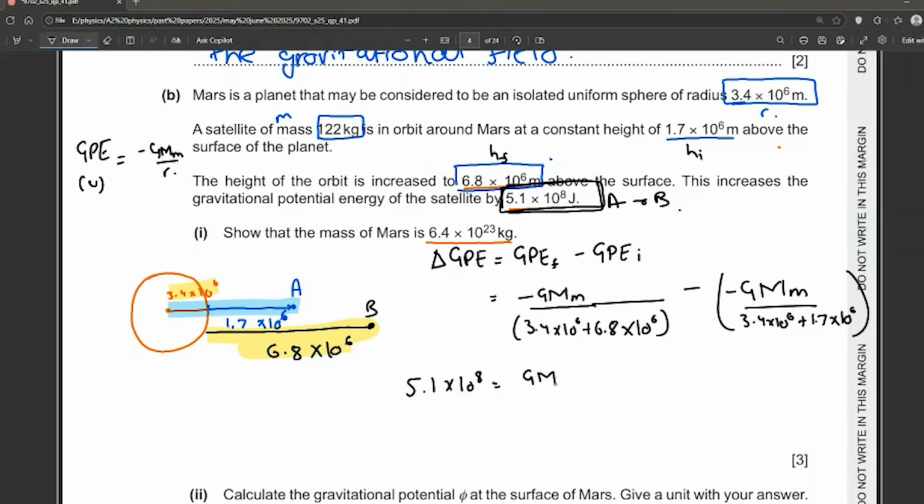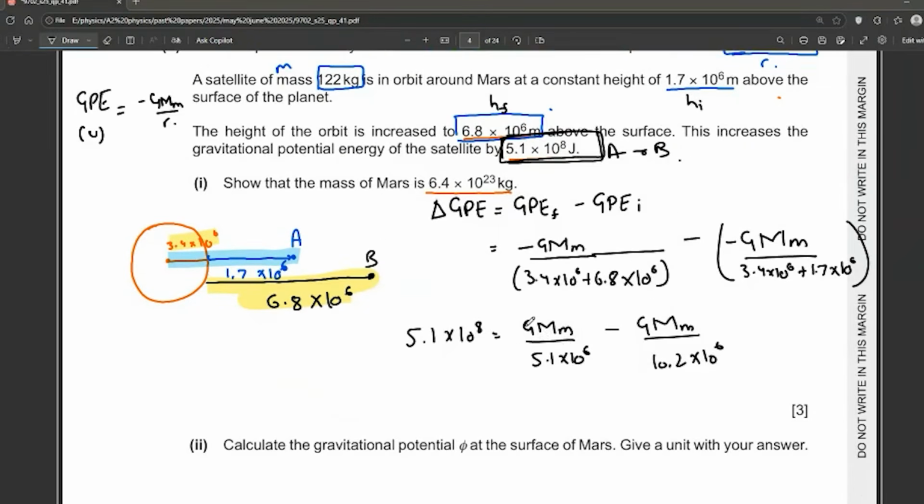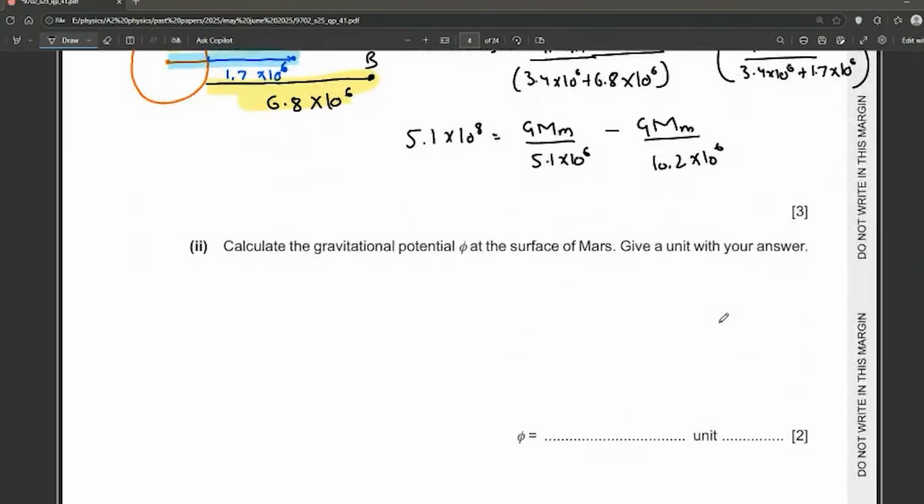Capital G, capital M, small m divided by 3.4 plus 1.7, which comes out to be 5.1 times 10 raised to the power of 6, minus capital G, capital M, small m divided by 3.4 plus 6.8. What will that be? 10.2 into 10 raised to the power of 6. Now, what will we do? We will take capital G, capital M as common. Or you can do it like this. Let me do it like this.